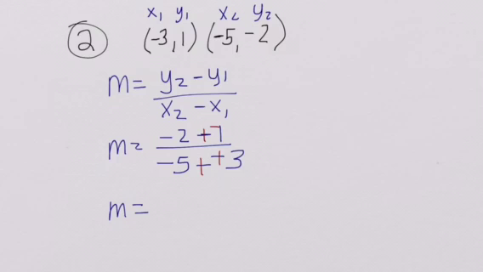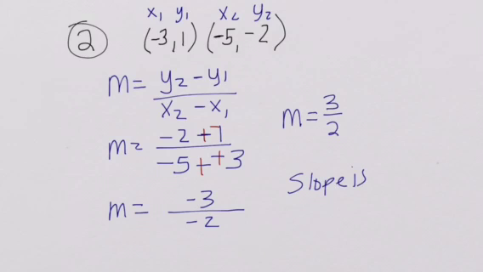So M is equal to, we have negative 2 plus negative 1 is going to give us negative 3. And negative 5 plus positive 3 is going to give us negative 2. So now what we're going to do is simplify. A negative divided by a negative is a positive. So M is equal to 3 over 2. The fraction is positive, so we say our slope is positive.